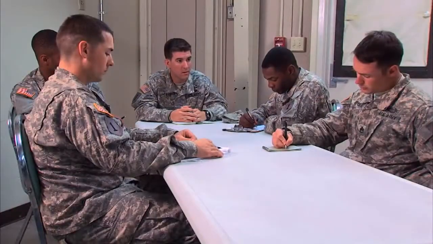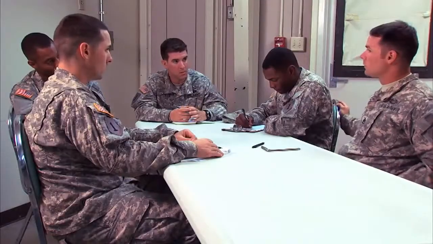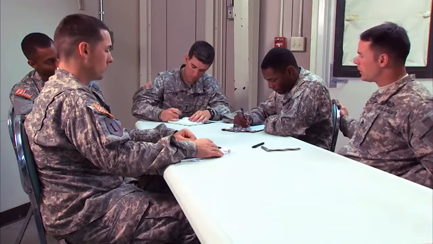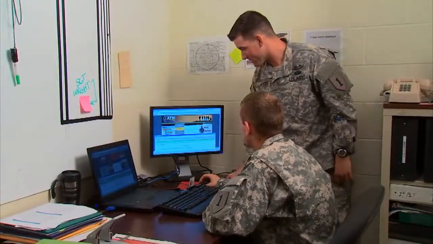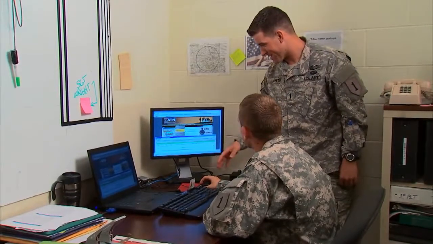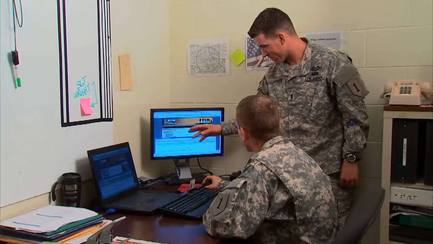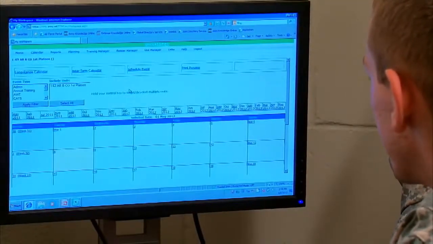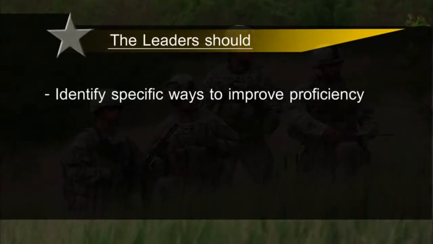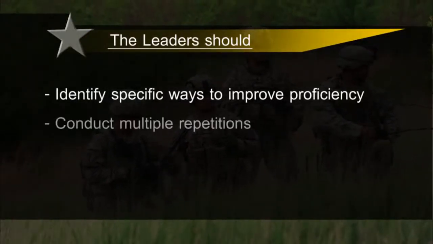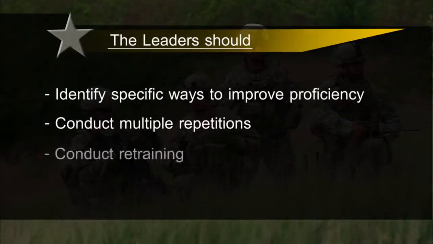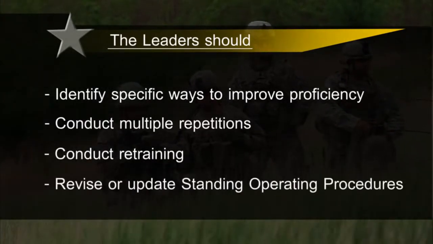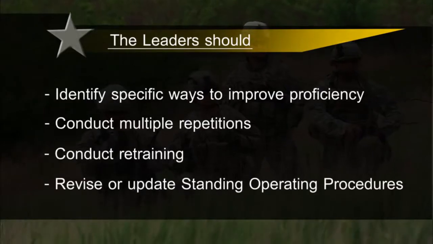The final step of the AAR has two main goals: provide leaders with feedback on problem areas and offer solutions for those problems, and identify activities to be sustained. As we observed in Phase 4, the AAR is not over until the lessons learned during the AAR are appropriately documented, reviewed, leaders are informed, and the results are put into practice. The leader should identify specific ways to improve proficiency, conduct multiple repetitions, conduct retraining, and revise and/or update standing operating procedures.